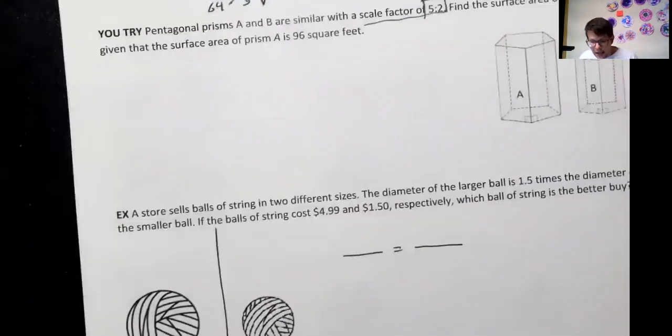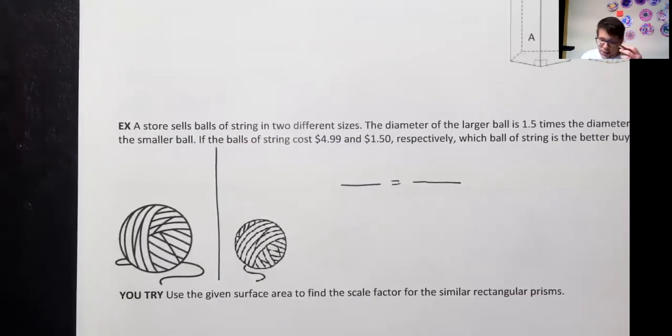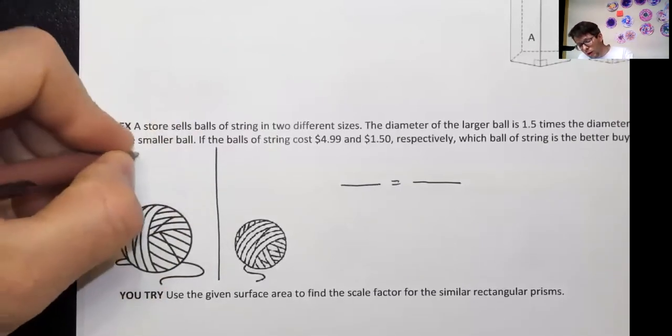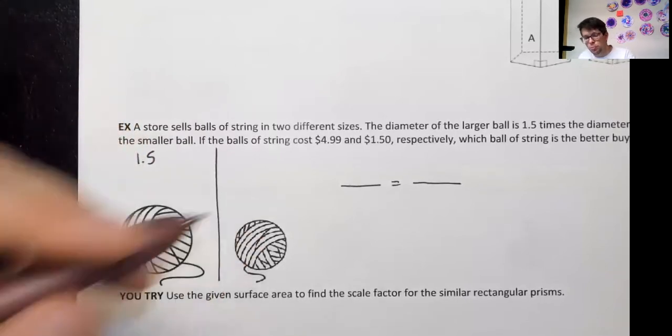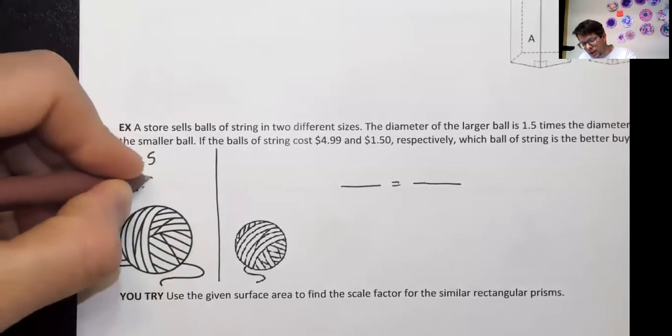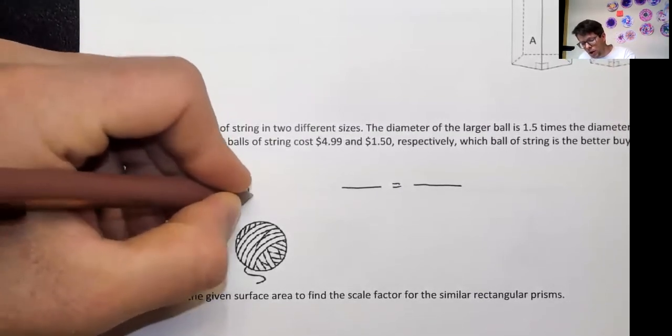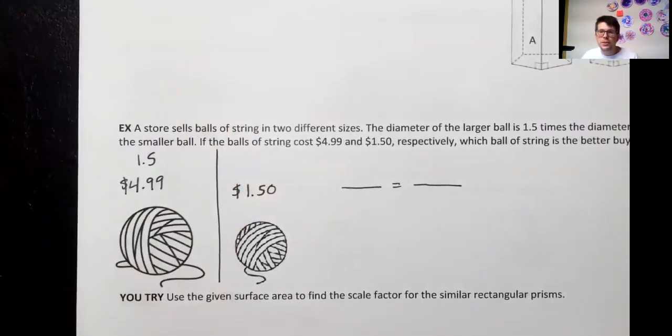All right, one of our last examples that we have right here is this one about 2 balls of string. We have a store and they sell a large ball of string and they sell a small ball of string as well. The diameter of the large ball of string is 1.5 times larger than the small ball. And the prices are different as well. The large ball sells for $4.99 and the small ball sells for $1.50. Okay, so then the big question becomes, which one's the better buy?